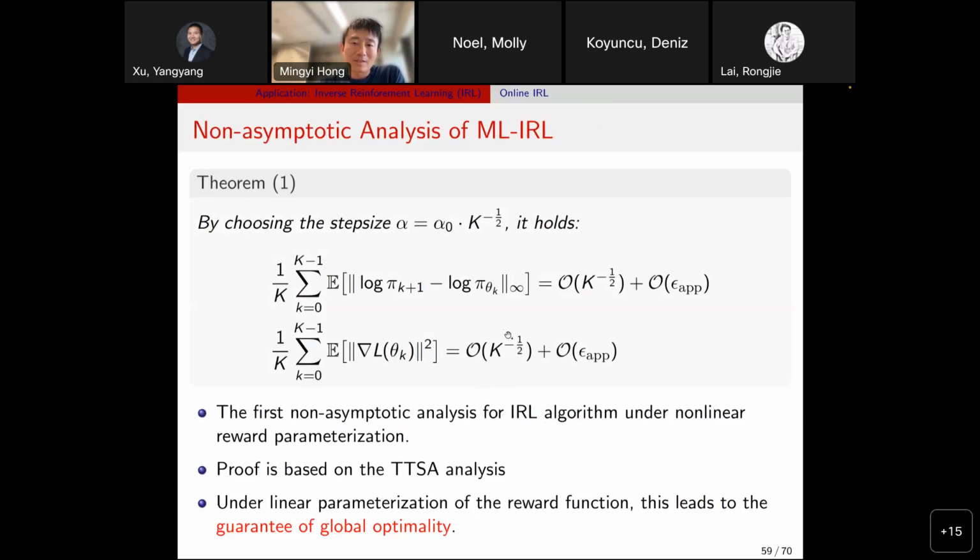Because this is a special problem, we're able to get a slightly better rate, not -2/5, but 1 - 1/2. But the idea here is the same as before. We do one step, so it's a single loop algorithm. We do one step of policy optimization, and then one step of the reward optimization. The analysis derives basically from the TTSA analysis.